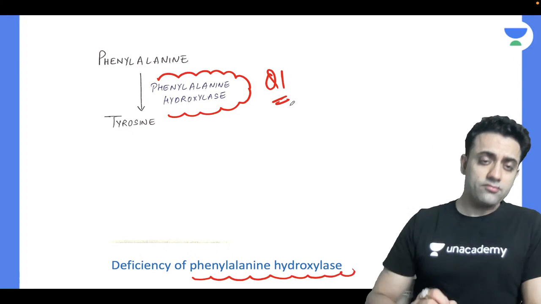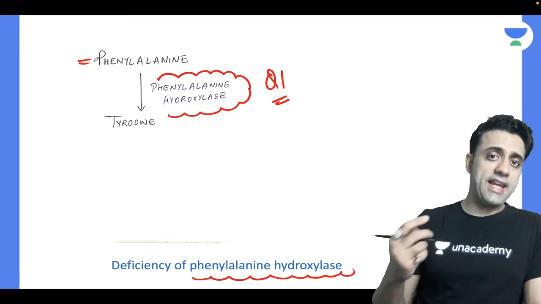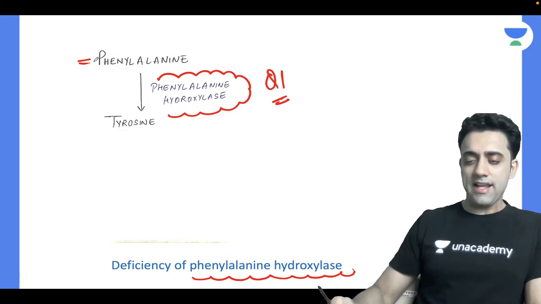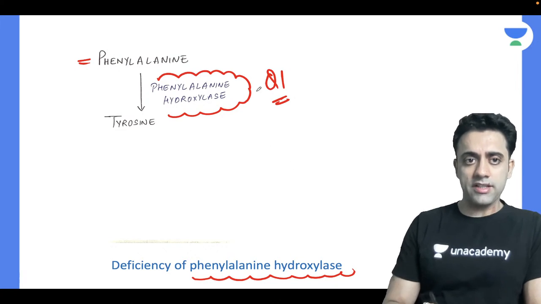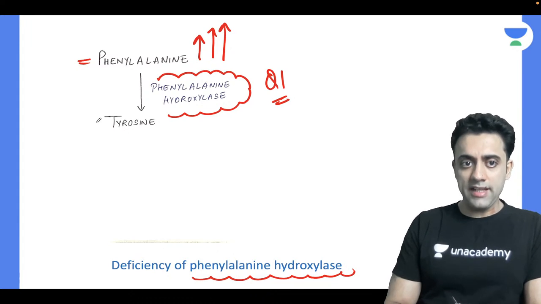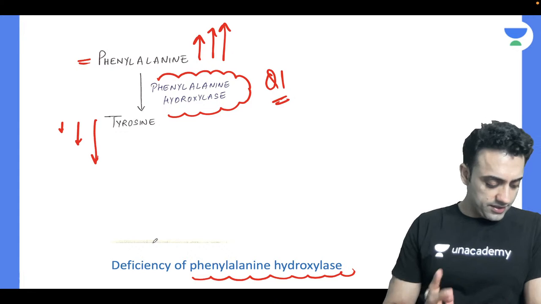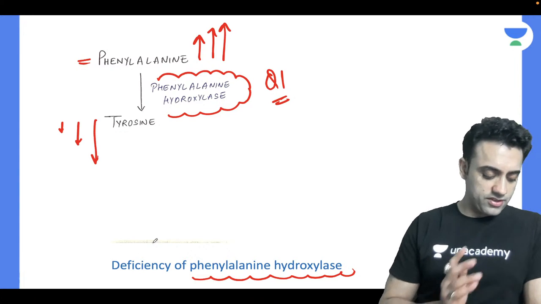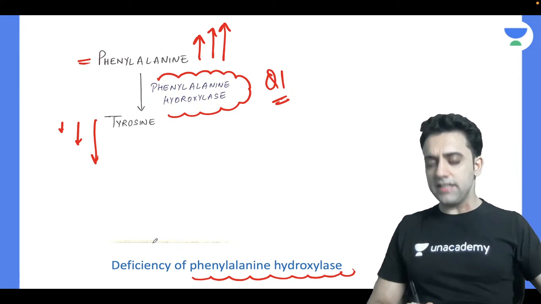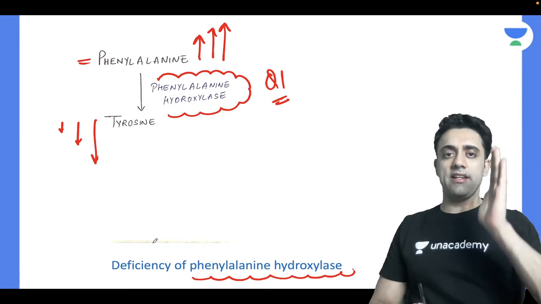So what about the levels of phenylalanine? Will the level of phenylalanine increase or decrease? Phenylalanine is not able to get converted into tyrosine, so more and more phenylalanine will accumulate and the tyrosine level will decrease. Yes or no? Very good. So phenylalanine levels will increase and tyrosine levels will decrease because of the deficiency of phenylalanine hydroxylase.